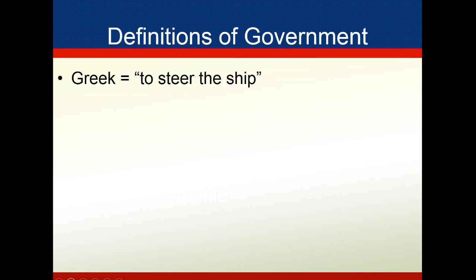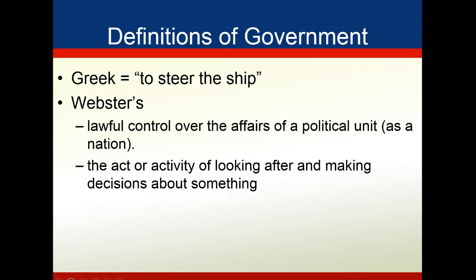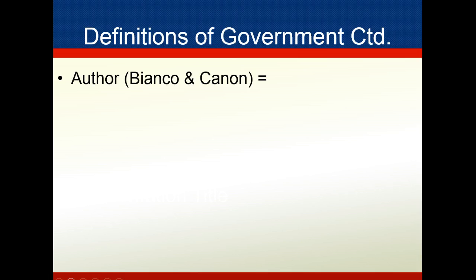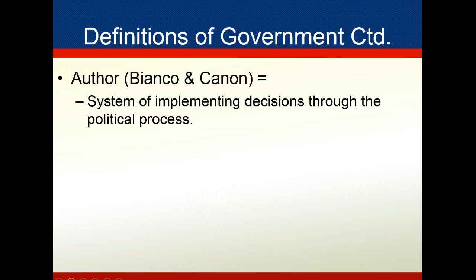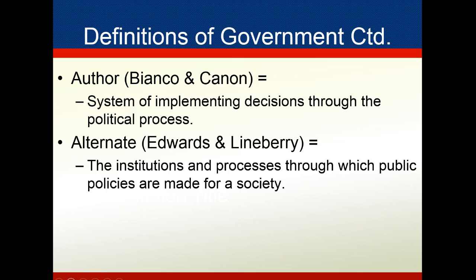So now let's look at government. It comes from the word in Greek, which is to steer the ship, to govern. Webster's dictionary defines government as the lawful control over the affairs of a political unit, such as a nation. It's also defined as the act or activity of looking after and making decisions about something. Bianco and Canon, your authors, define it as a system of implementing decisions through the political process. Edwards and Lineberry, the previous authors that we used in our courses, define it as the institutions and the processes through which public policies are made for a society.